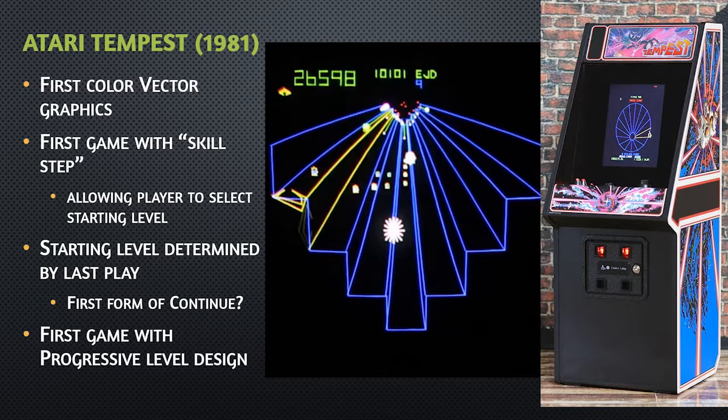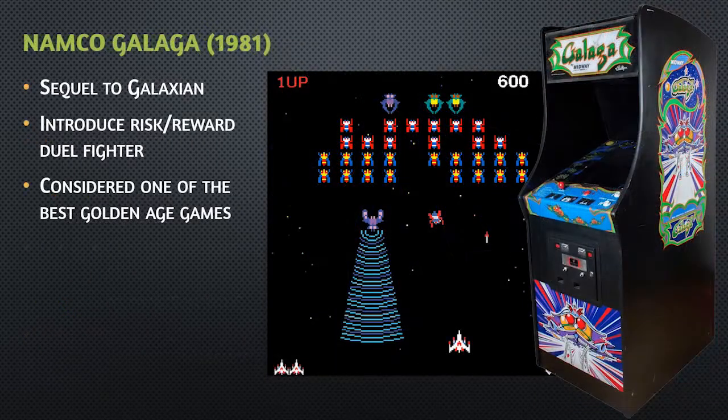And it was the first game with progressive level design. So Space Invaders, Pac-Man, it was the same level, maybe just faster or something. But in this case, the levels were actually different between each level. So they would look different, they would play different, and that was a big deal. Also, very quickly, Namco came out with a sequel to Galaxian called Galaga.